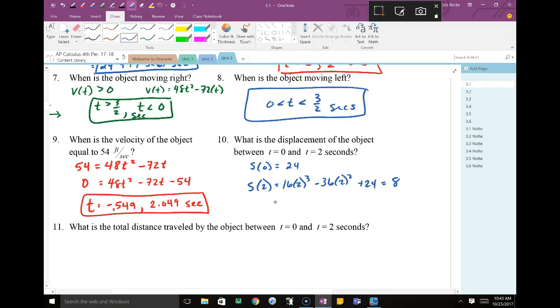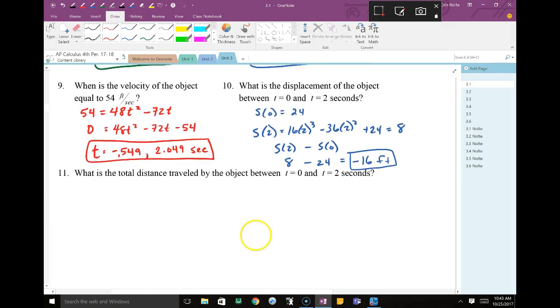So, by the way, you got to start at your S of 2. So your final position minus your initial. Okay, so we have to do 8 minus 24. So we end up with negative 16 feet. So what is the reference of the negative? Yeah, so I ended 16 feet left of where I started. So it tells us direction.